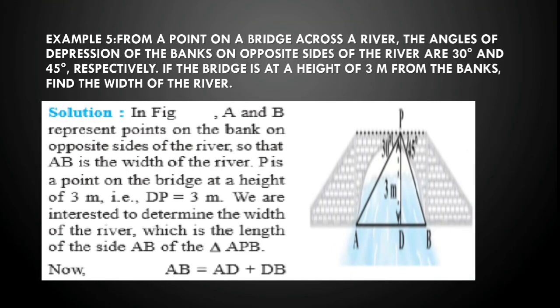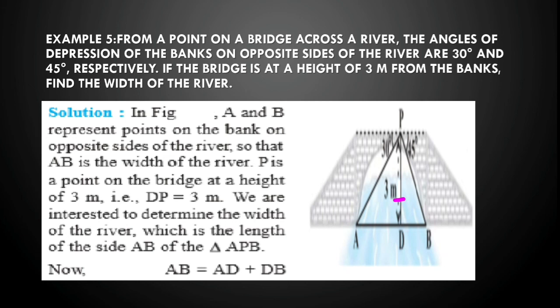Now next example. From a point on the bridge across a river, the angles of depression of the banks on the opposite sides of the river are 30 degree and 45 degree. So here is the point on the bridge. From here the angle of depression on this side is 30 degree and this side is 45 degree. Now the question is, if the bridge is at the height 3 meter, that means PD is equal to 3 meter from the bank, find the width of the river.